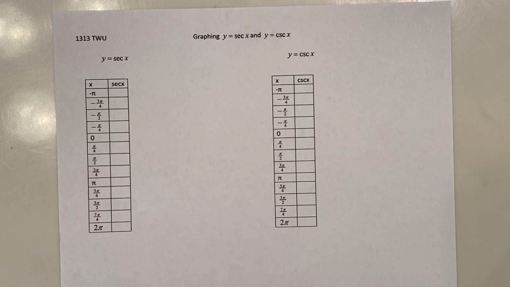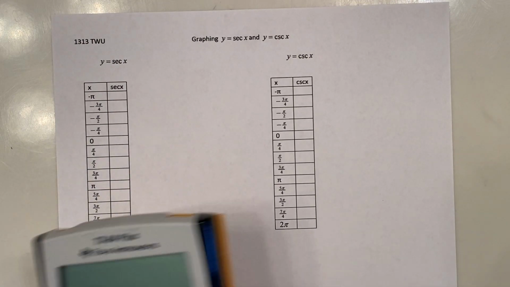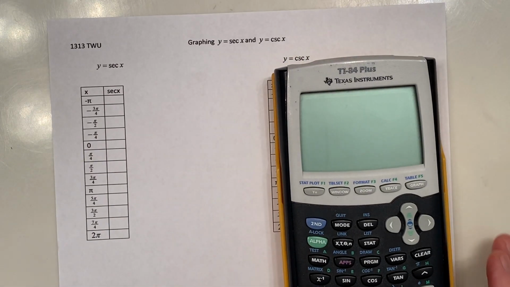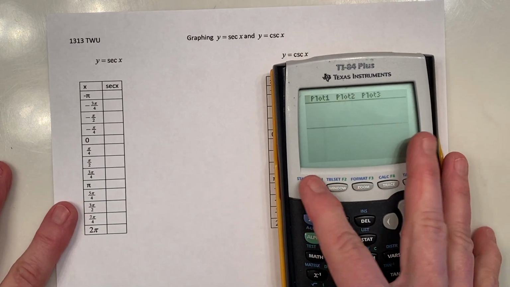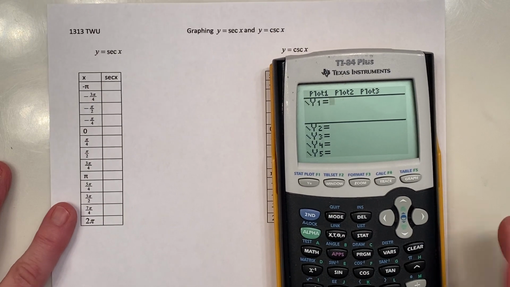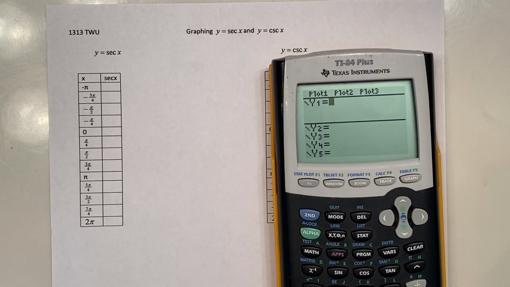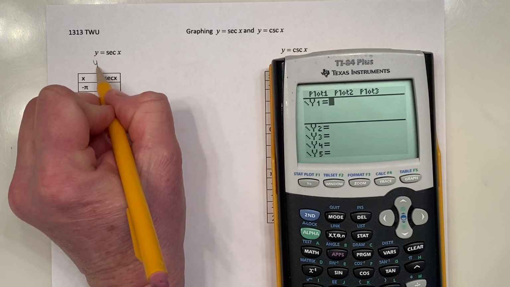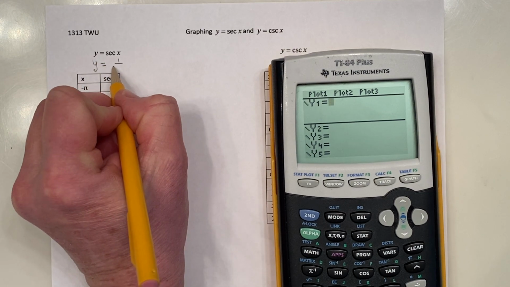In this lesson, we're going to be looking at two new parent functions, y equals secant x and y equals cosecant x. Let's start with y equals secant x. Let's go ahead and look at it from a graph. Make sure you're in radian mode. To graph secant x, remember we don't have a secant key, so we can think of y equals secant x as 1 over cosine x.